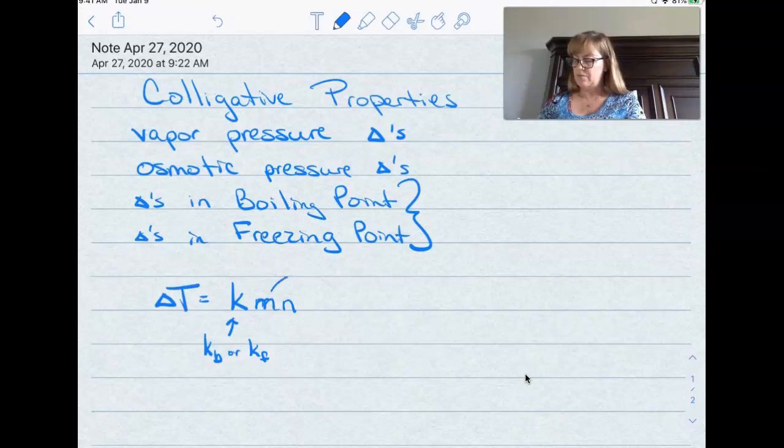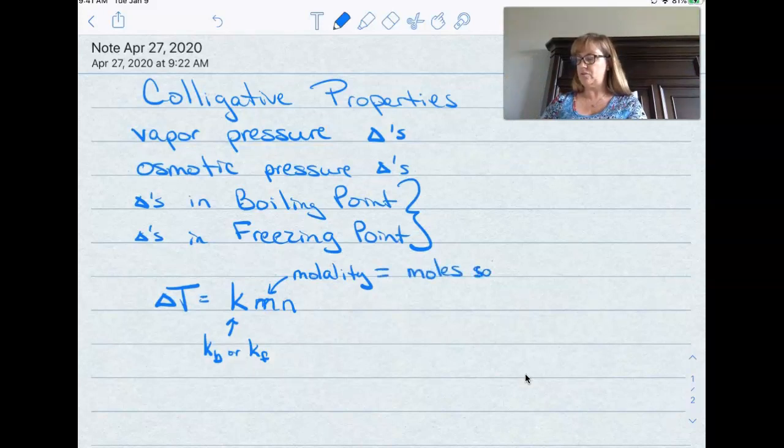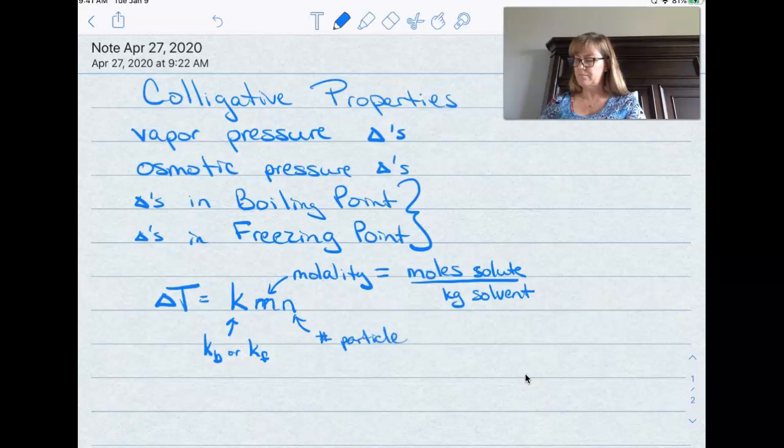Okay, so this lowercase m, I hope you remember from last week, is molality. Molality is a measure of concentration. Remember, it's calculated as moles of solute over kilograms of solvent. Very important you remember it's kilograms of the solvent. And then this n is the number of particles that it dissolves into.